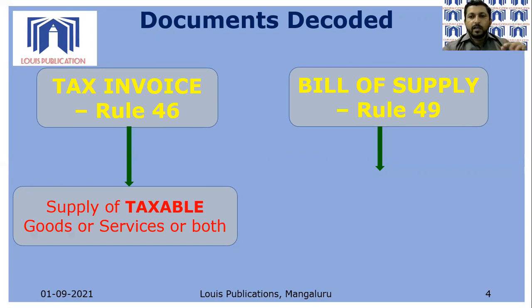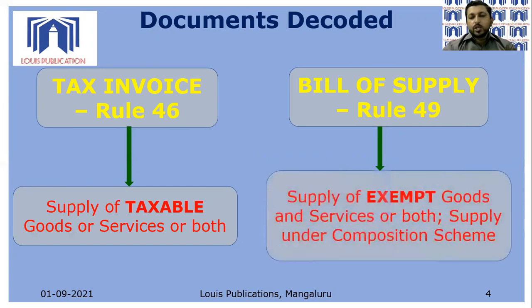Suppose the supplier is supplying only exempt goods, with no GST at all, he will be issuing a bill of supply. So who can issue a bill of supply? When there is a supply of exempt goods and services or both, when there is a supply under the composition scheme, or if the supplier is not registered under GST, at that time, such a supplier will issue a bill of supply. The only major difference between a tax invoice and a bill of supply is that a tax invoice will compulsorily contain the GST portion.